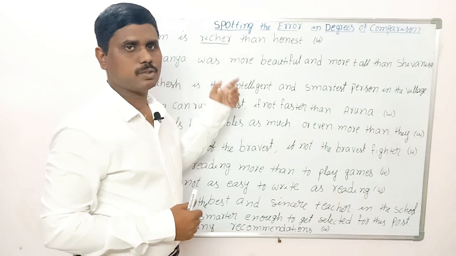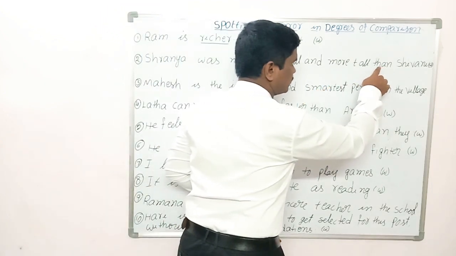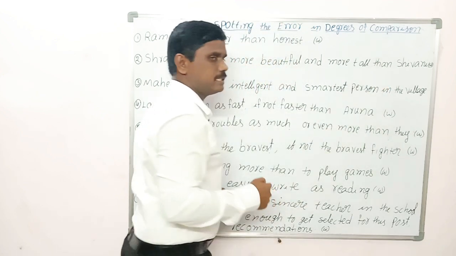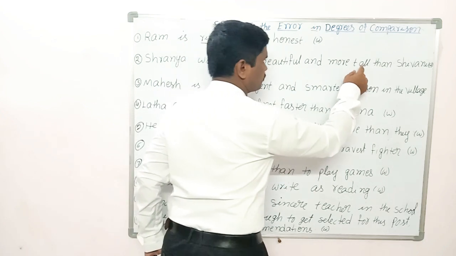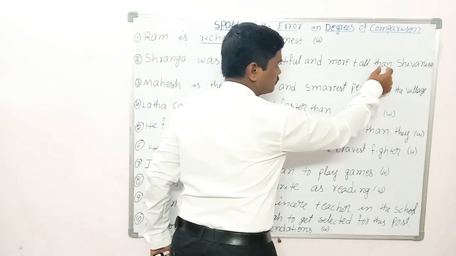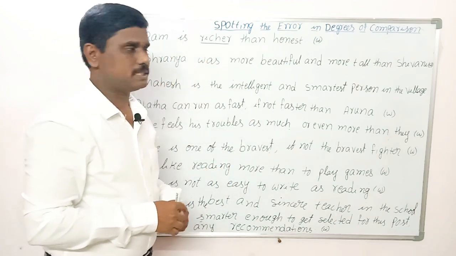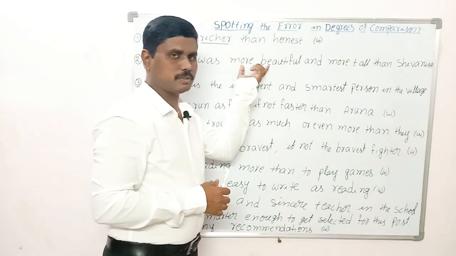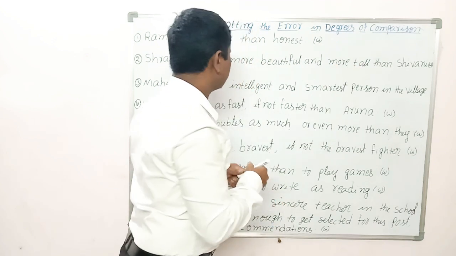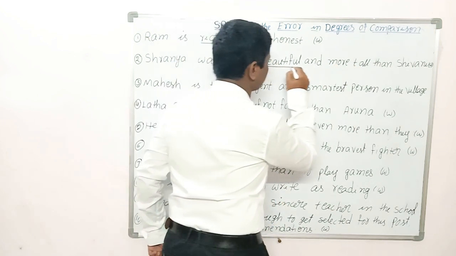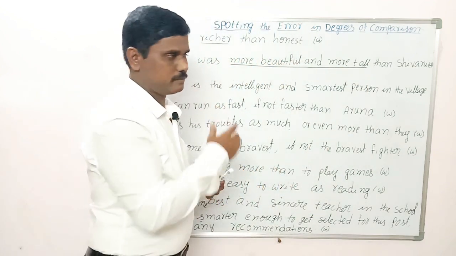This sentence is wrong. What is wrong? Let us see. Whenever there is than, that is an identification mark of comparative degree. So before than we use a comparative adjective. Here more beautiful is okay, but here more tall is wrong. So where is the wrong? The wrong part is totally here. I will explain in detail, please listen carefully.